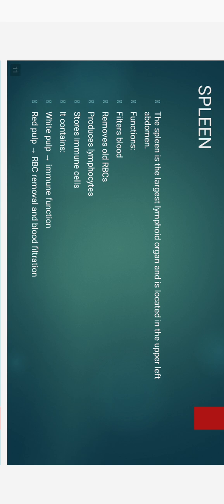Next, spleen. The spleen is the largest lymphoid organ and is located in the upper left side of the abdomen. It filters blood, removes old red blood cells, produces lymphocytes, and stores immune cells. The spleen has two main parts, white pulp and red pulp. The white pulp is involved in immune function and red pulp is involved in removal of old red blood cells and blood filtration.